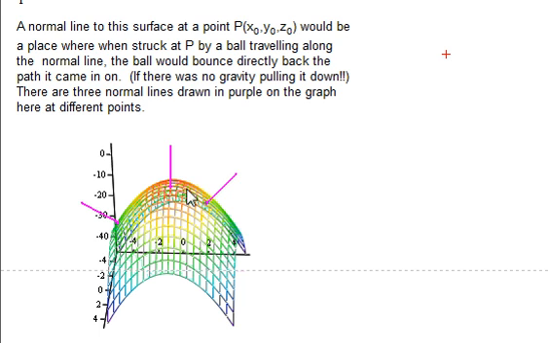And there are three normal lines drawn in purple on the graph here. I just showed you those three and showed you the points I was talking about. So I hope you understand that one here would be bouncing back this way, maybe.